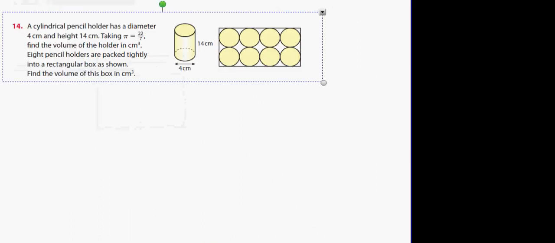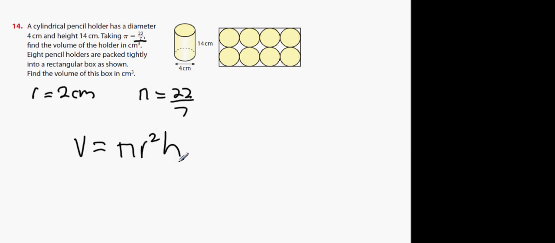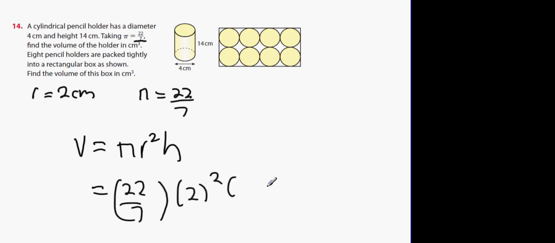Now, a cylindrical pencil holder has a diameter of 4. This means its radius is 2, and a height of 14. Taking pi as 22/7. It's important to make sure that you take down what they want you to use for pi. Find the volume of the holder in centimeters cubed. Let's find the volume of one holder. It's a cylinder, which means it's pi r squared h. 22/7 multiplied by 2 squared multiplied by 14.